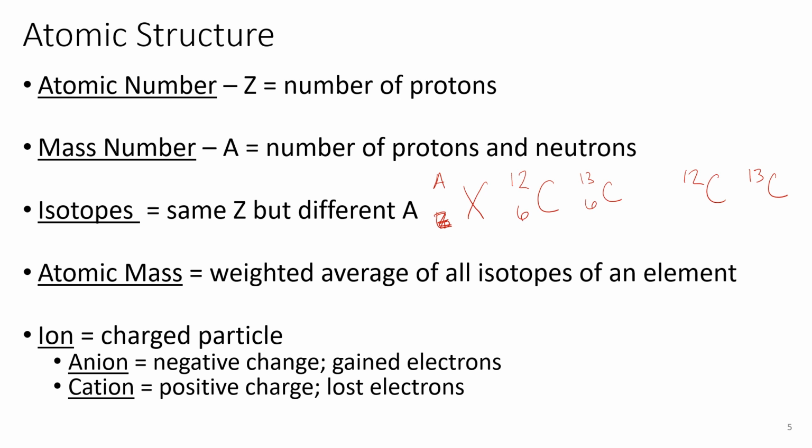So what you want to remember is that we can only alter the electrons to generate our charged particles, because if we change the proton count, we change the atom type or the element type. So you want to make sure that you remember that we can only gain and lose electrons to generate our ions.